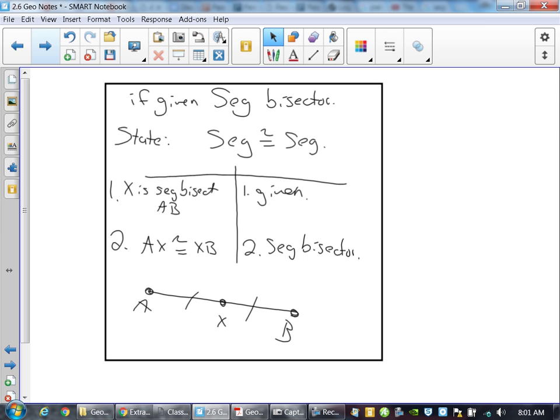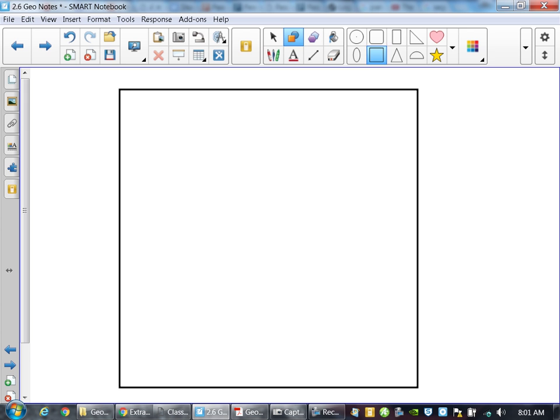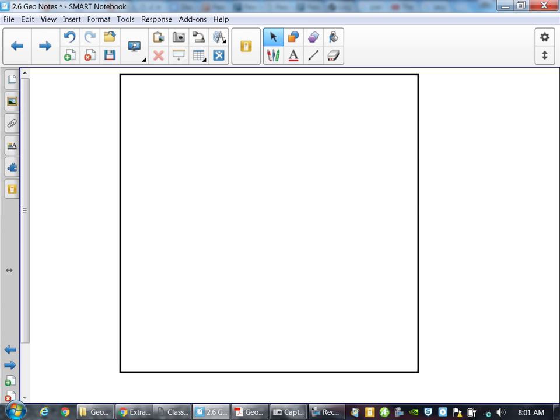Let's look at an angle bisector. What do you think an angle bisector does? If you're given an angle bisector, what's created? Two angles. What about those two angles? The two angles aren't bisecting each other. A larger angle has been bisected into two angles, but what do you know about those two angles? They're equal. So then, what do you think you would state then?